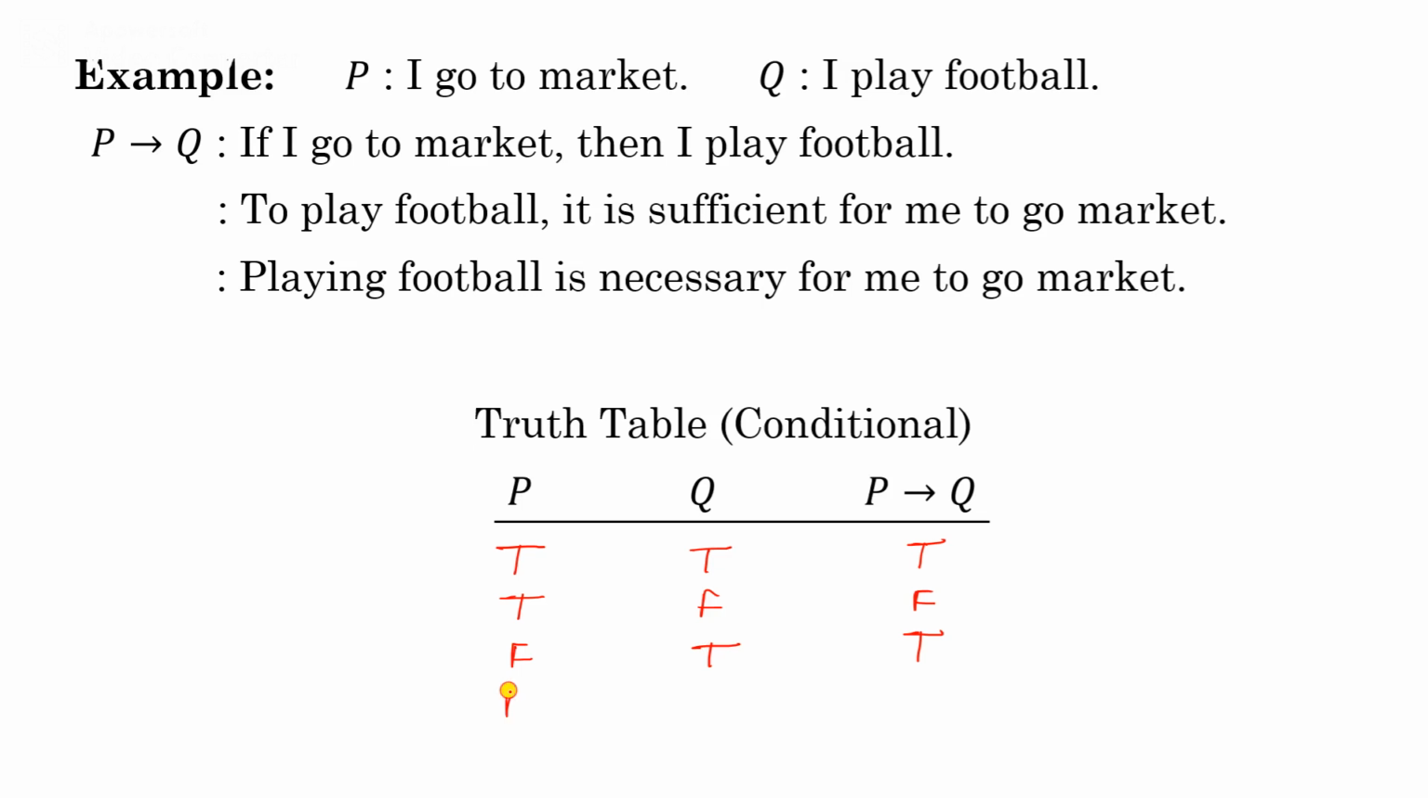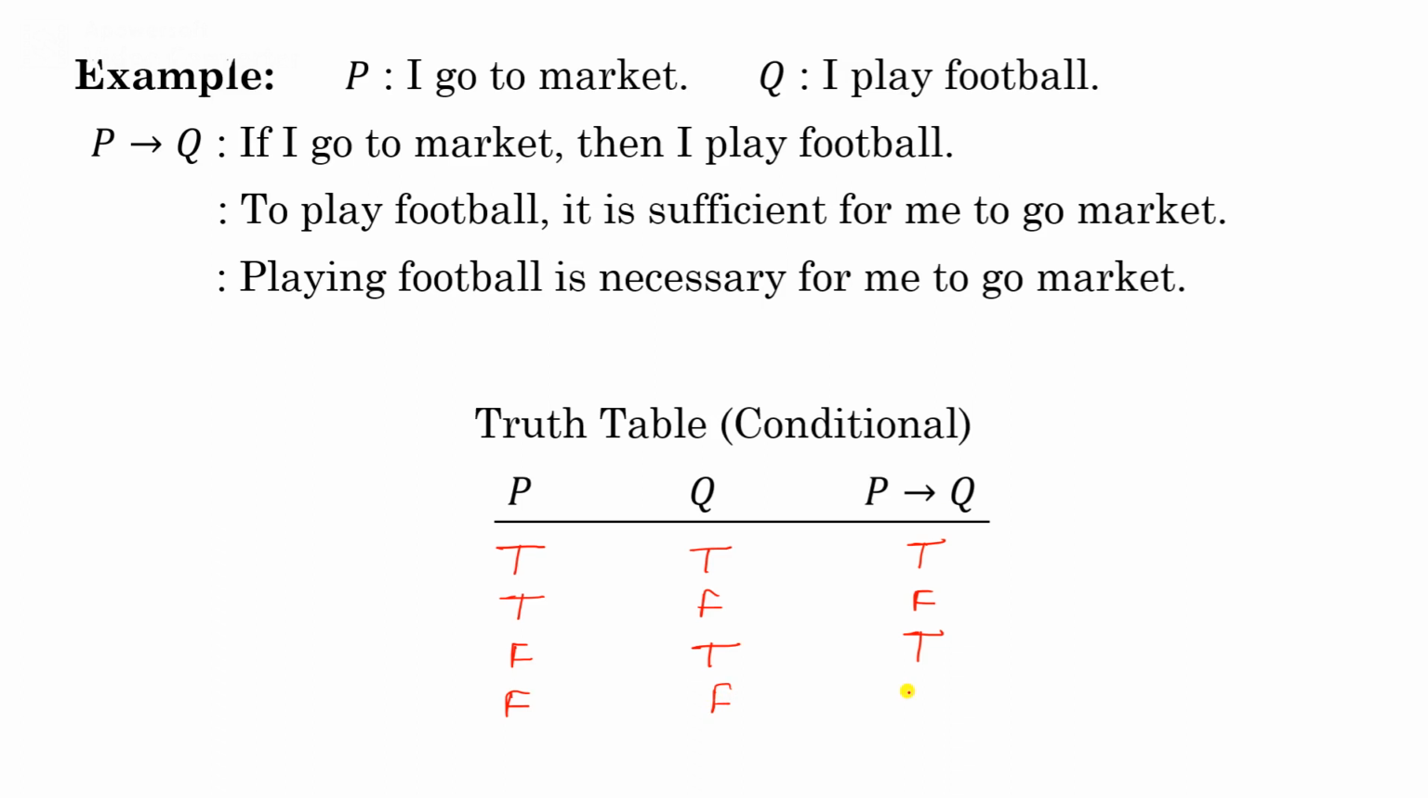The last one: this condition is false, and this is false. What about the truth value of P implies Q? When this is false, the conclusion is also false. It doesn't mean that P implies Q is false. Just remember this. If the condition is false and the conclusion is also false, you cannot say P implies Q is false. It means we are talking about if P is true, then Q must be true. But we are not saying what will happen if P is false. So it means the conditional statement is itself true. If the condition is false, we are not going to check the conclusion. If it is false, then it doesn't mean P implies Q is false.